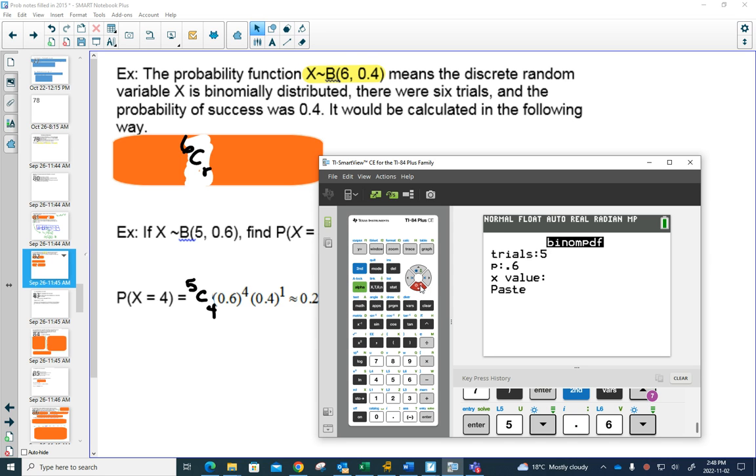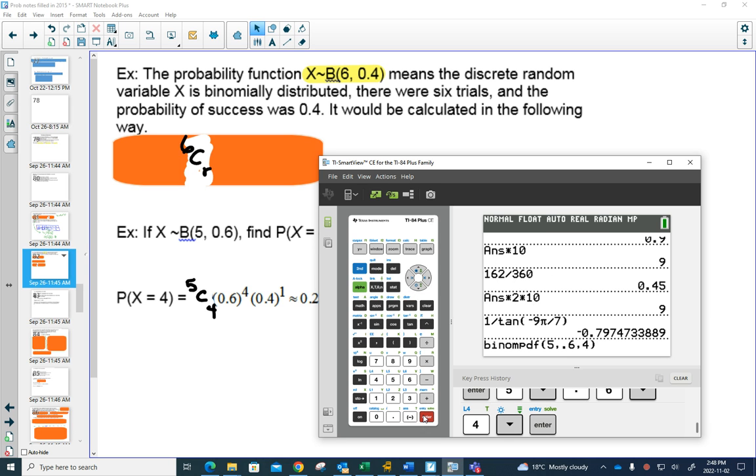Which one in particular do you want to find? When it was number 4, and you go paste. For those of you that don't have the TI-84, you have to write it out: 5, comma, 0.6, comma, 4. So if you have an older version, that's what you're going to have to do. Push enter, and you get the 0.259, just like we found before. Okay?